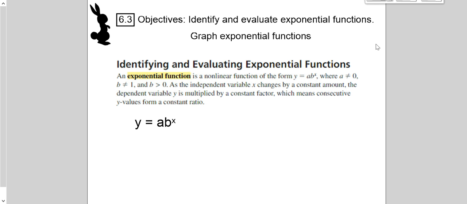Hello, welcome to another Algebra 1 lesson. This is lesson 6.3. Our objectives today: identify and evaluate exponential functions and graph exponential functions.